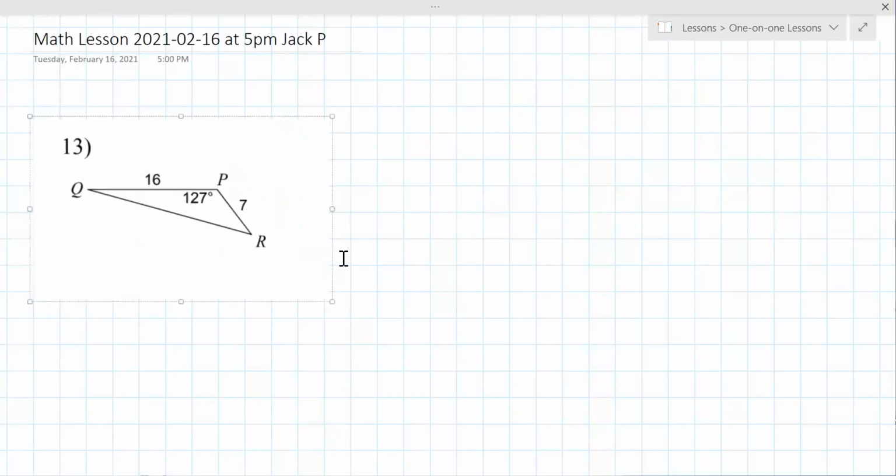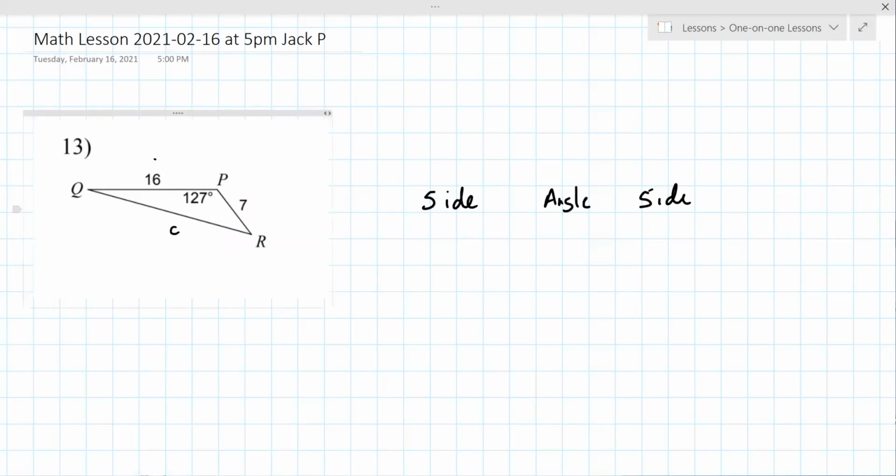Law of cosines is utilized when you have a side, an angle, and a side. Side, angle, side. You're using that to find the other side. I'll call it C for the moment. This one wants you to solve everything. So the formula, it's Pythagorean theorem.